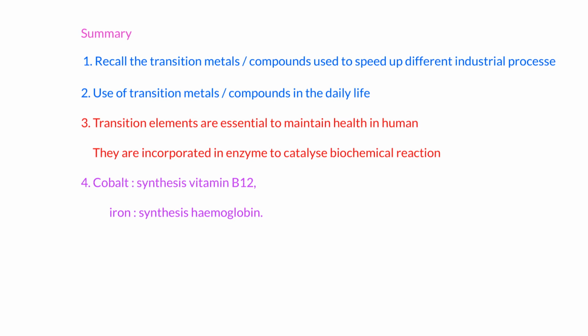So in this video, we did record the trace metals and compounds used to speed up different industrial processes. We also talked about some of their uses in our daily life. You have to know when and where we are using these metals, and we also know that they are very essential to maintain good health. They are incorporated in enzymes, combined with the enzymes to catalyze some biochemical reactions. So, two examples: we have cobalt in B12, and iron in hemoglobin.